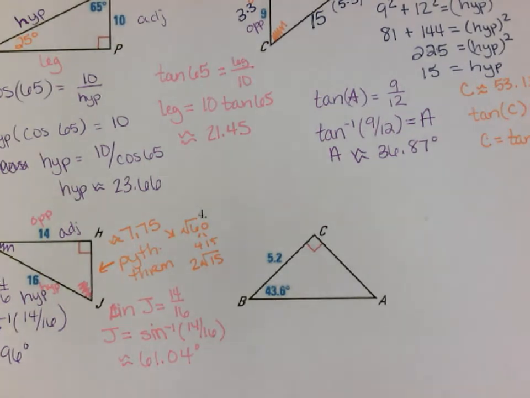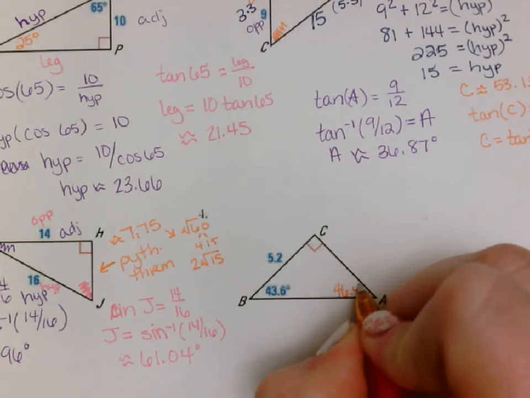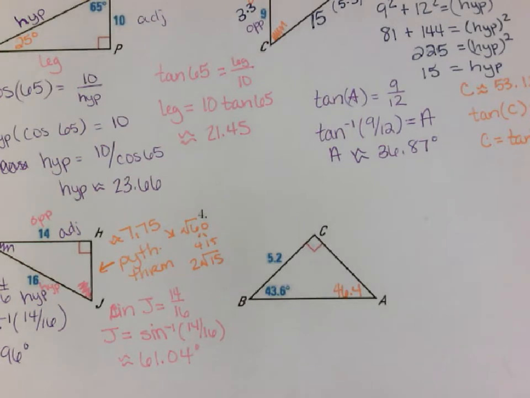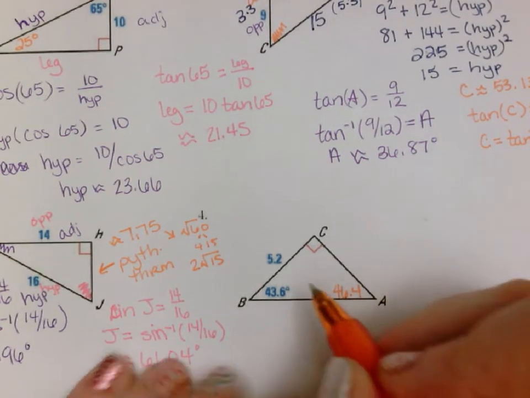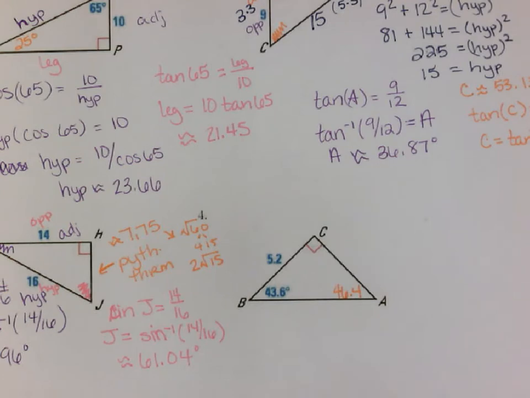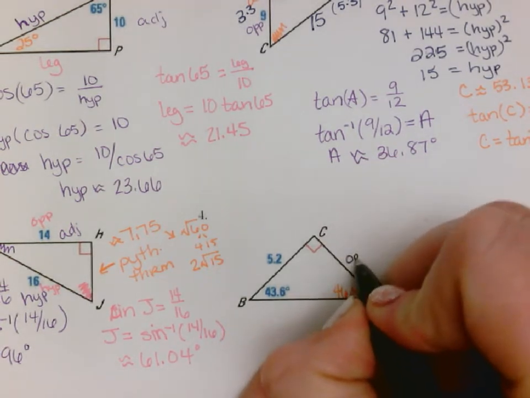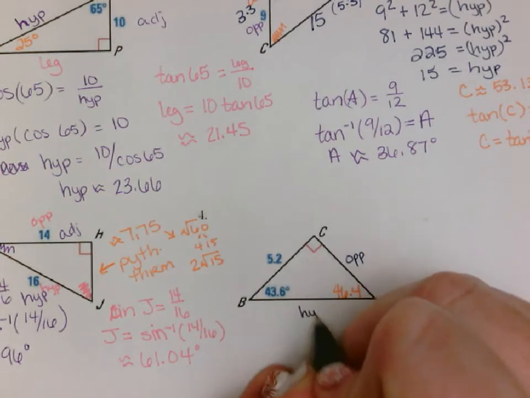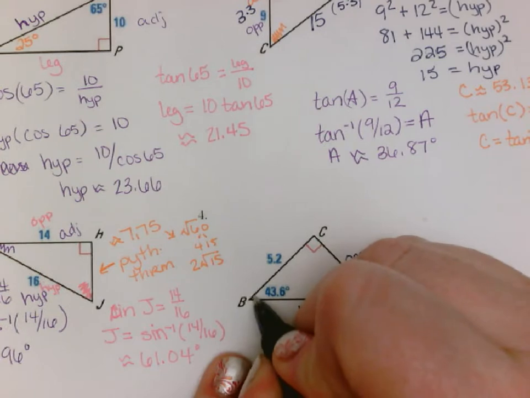43.6, angle A would be 90 minus 43.6. So this would be 46.4. So based on this, you could use either angle to find your unknowns, based on the orange angle or the blue angle. Based on the 43.6, this would be opposite. This would be hypotenuse. So I'm just going to do it based off B.